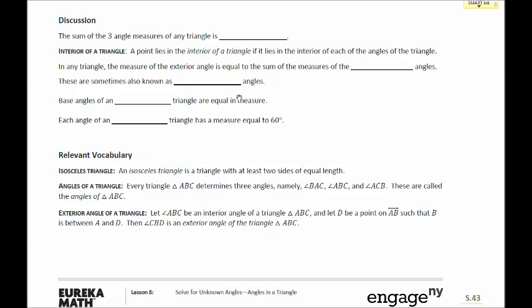You probably know from past math classes that the sum of the three angle measures of any triangle is 180 degrees. The definition of the interior of a triangle is that a point lies on the interior of a triangle if it lies on the interior of each of the angles of the triangle. In any triangle, the measure of the exterior angle, let me draw a picture. So here's a triangle. This is an exterior angle.